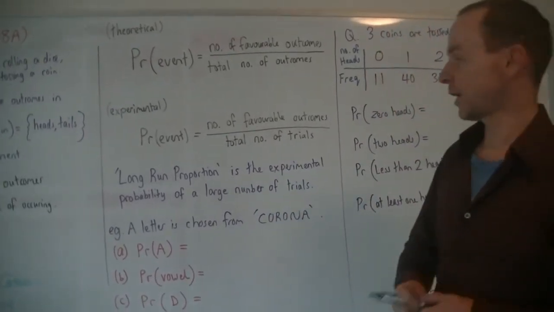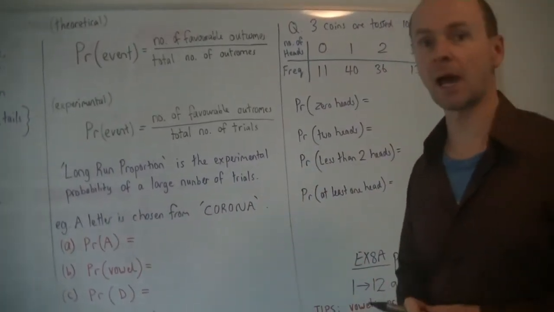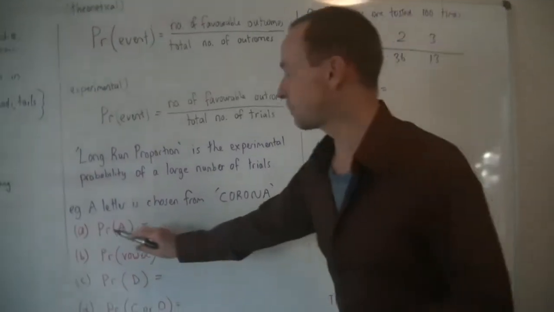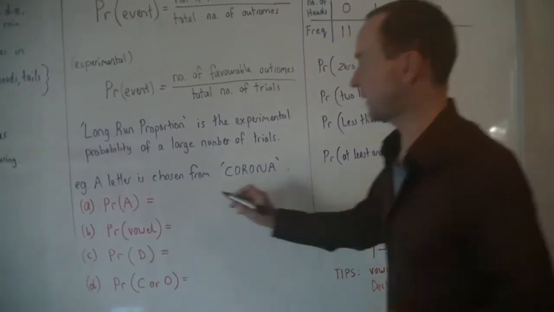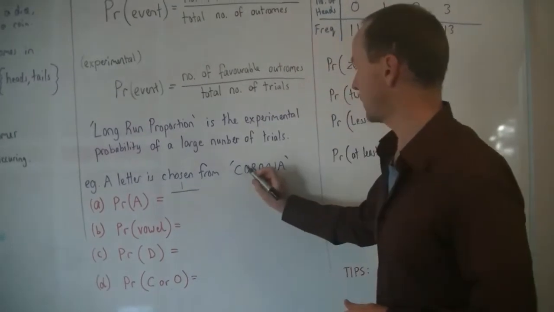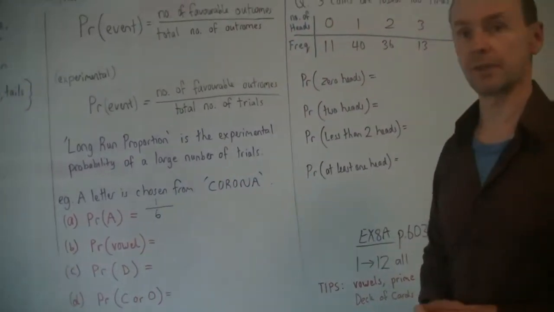Alright, so I made this question up myself. A letter is chosen from the word corona. Find the probability of getting an A. This is pretty simple. There's one chance of getting an A out of 1, 2, 3, 4, 5, 6 letters. So it's 1/6.